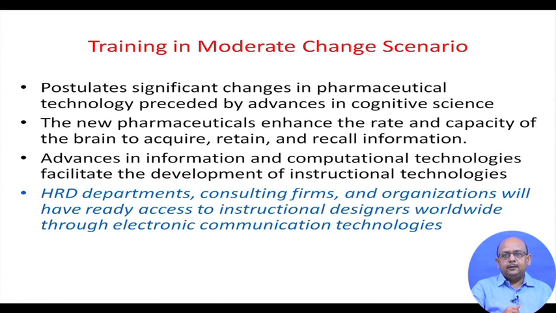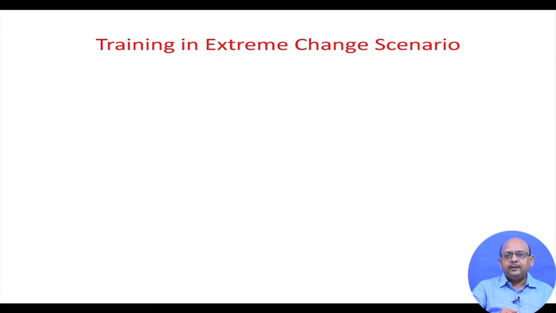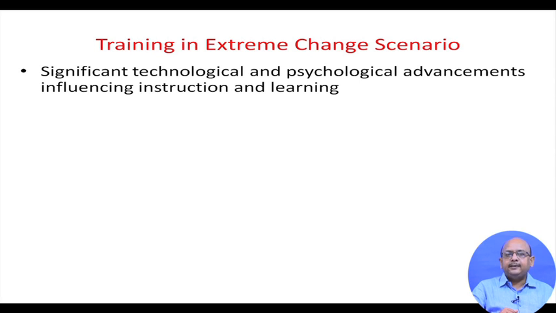Similarly, you will also find how it is going to impact the HR department, because the HR department, which designs and develops the training program, has to be influenced by communication technology, by the pharmaceutical sciences, and by the cognitive sciences advances, and accordingly design and develop programs for effective learning, right. Now, moving from a moderate change scenario to an extreme change scenario, what happens? There are a lot of significant changes happening, especially in the field of technology and psychology, which have a major contribution to the instructional system and learning systems, right.